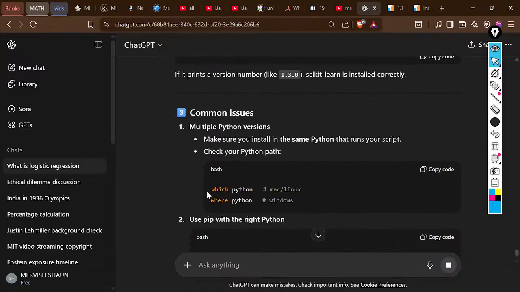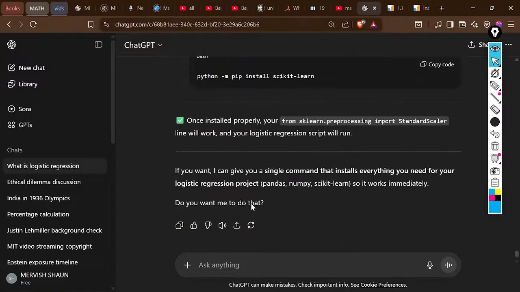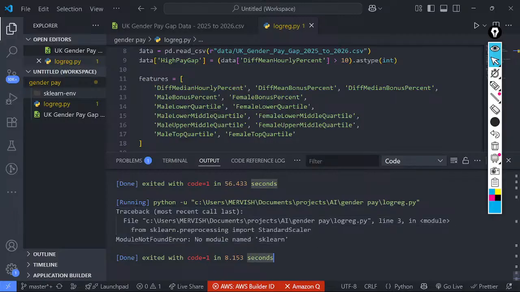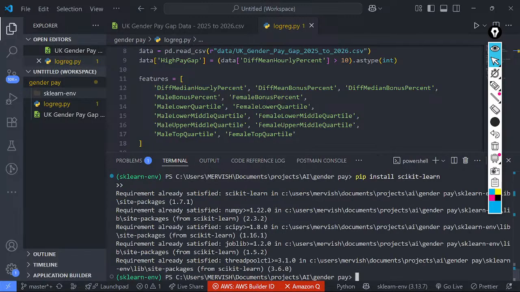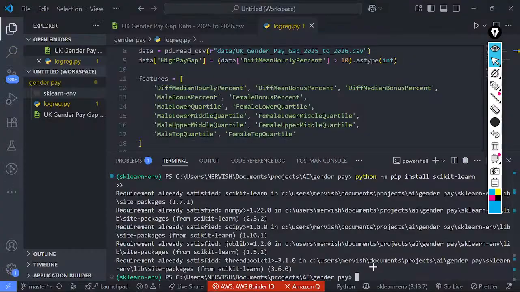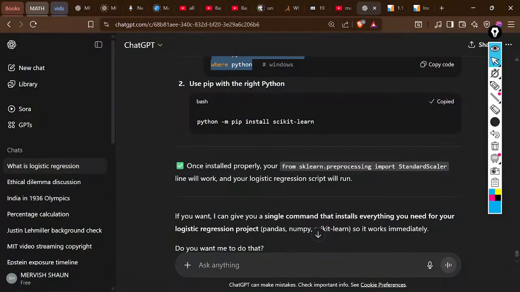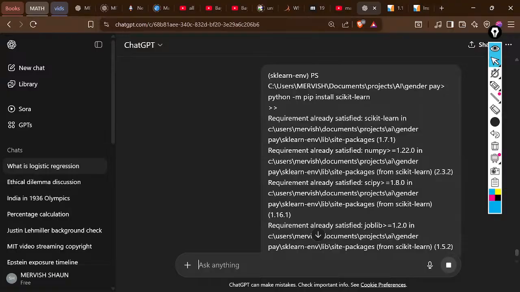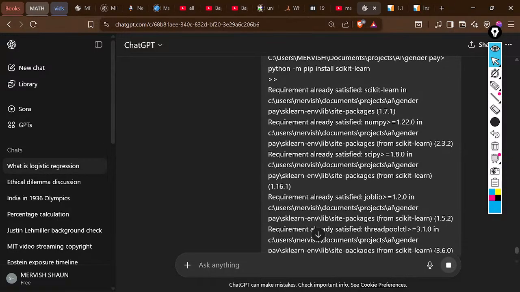Common issues, which Python? So what does it actually say? Requirement already satisfied, scikit-learn, user, okay, it's already in there. Requirement already satisfied, okay.